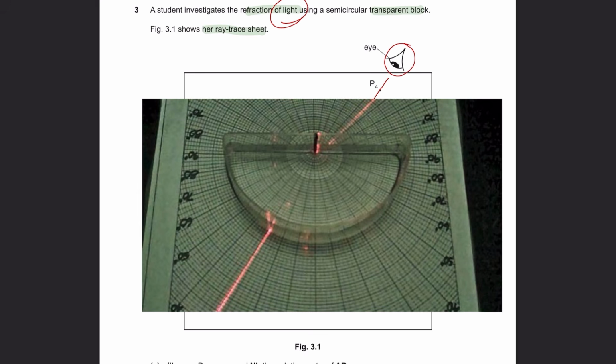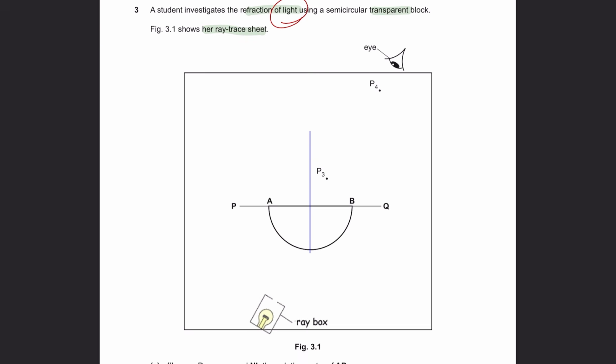This is an experiment to observe the ray of light, and we use pins to trace the ray like this. In a ray trace experiment, we will place a ray source from one side and observe the emergent ray from the other side. So let's say if we place a ray box over here, there will be a light source in this direction. And when it passes through from glass to air, the ray of light will bend away from the normal into the observer's eye.